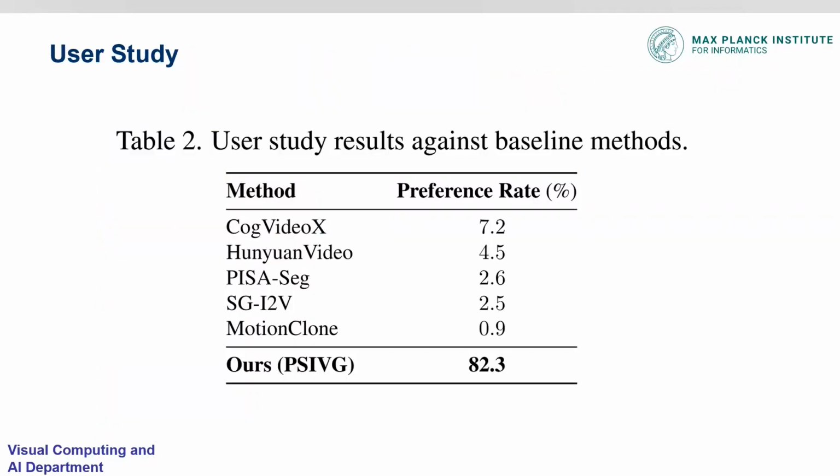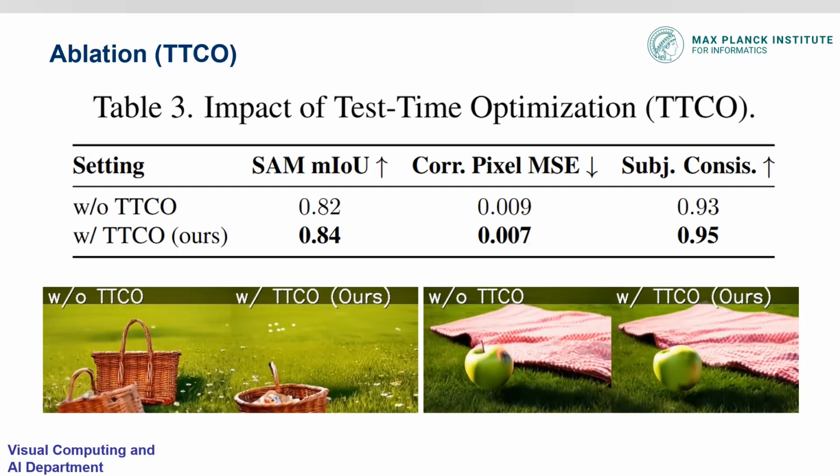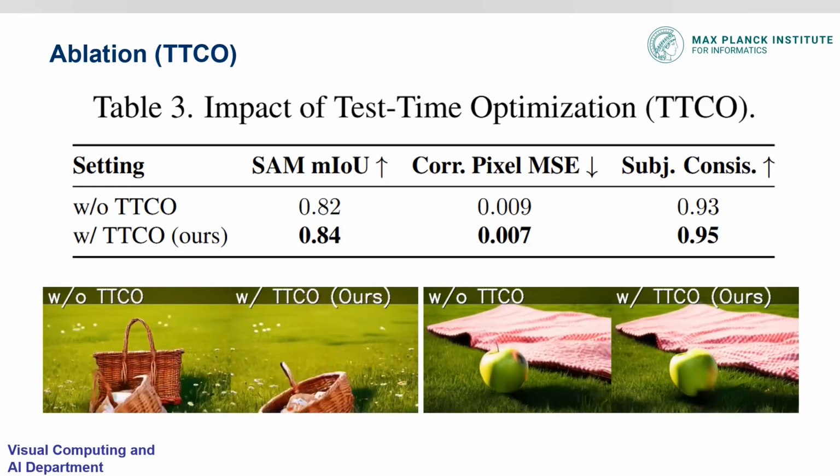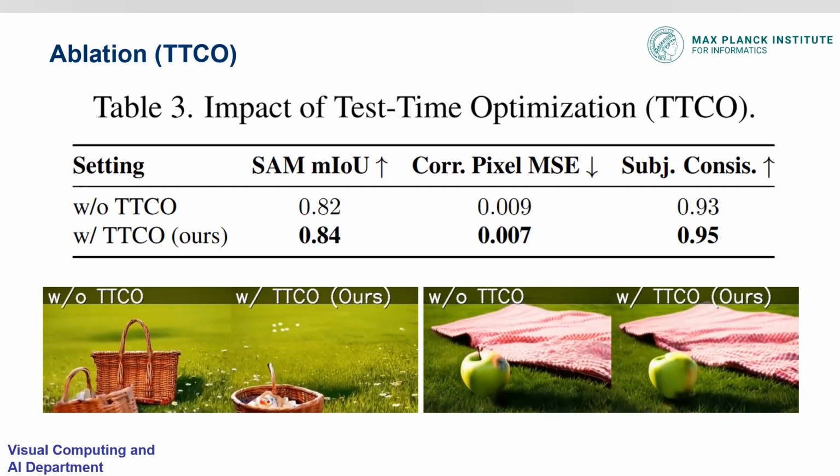We also conducted a user study comparing PSIVG against the 5 strongest baselines. The results show a strong preference for our method, with over 80% preference overall. Next, we ablate the effect of TTCO. Both the quantitative results and the examples below show that TTCO helps preserve texture and appearance as the object moves.